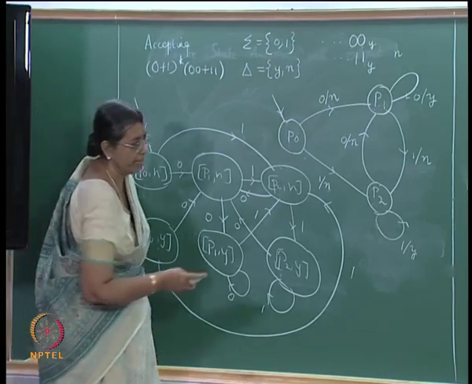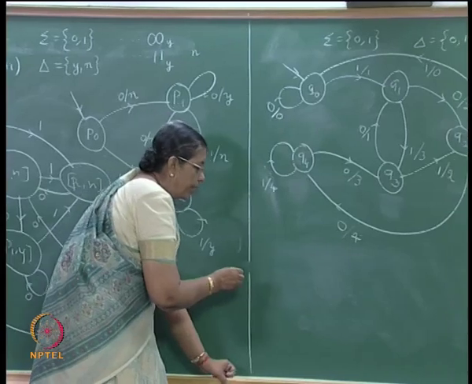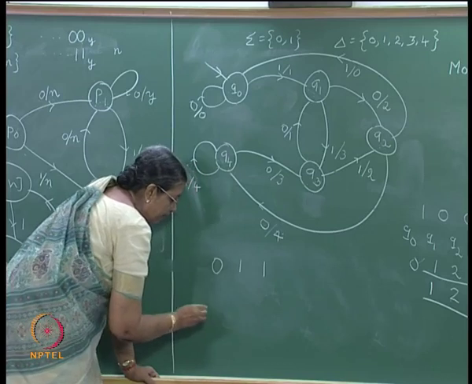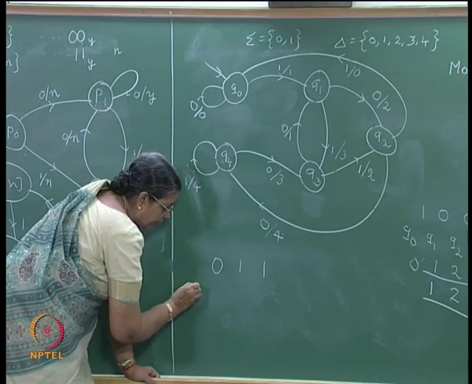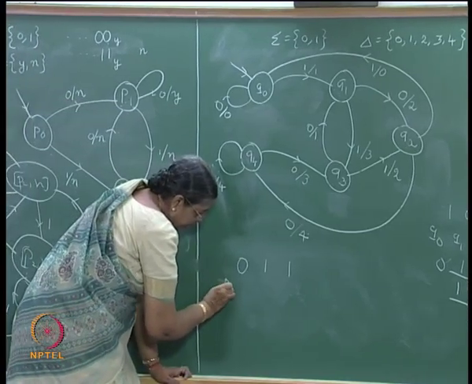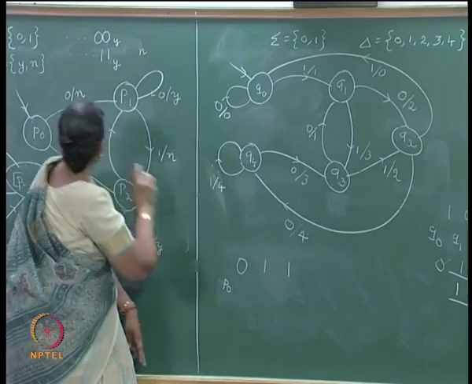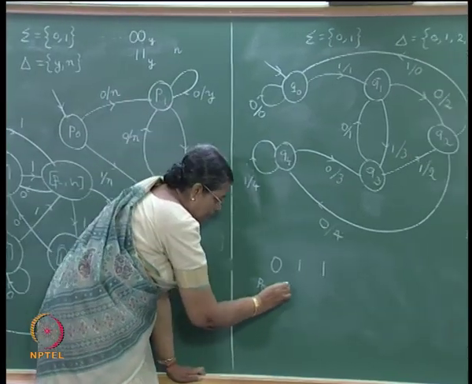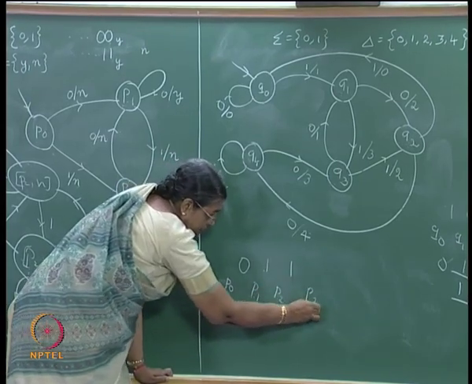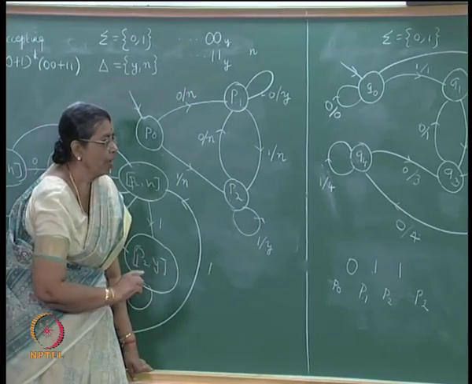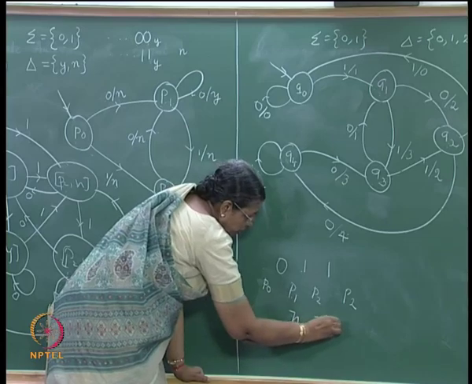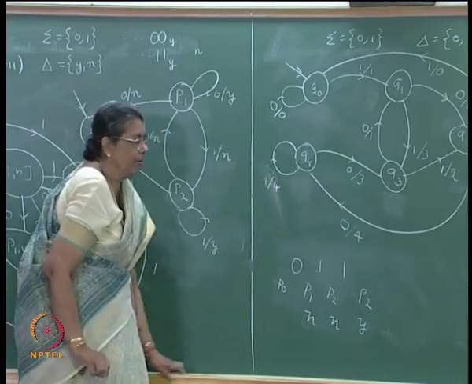Now, let me check with one example. For an input, say 0, 1, 1, what is the state sequence in the case of a Mealy machine? It will be P0, P0 on 0 is P1, P1 on 1 is P2, P2 on 1 is P2. This is the state sequence, and what will be the output? The output will be no, no, yes. This will be the output sequence.